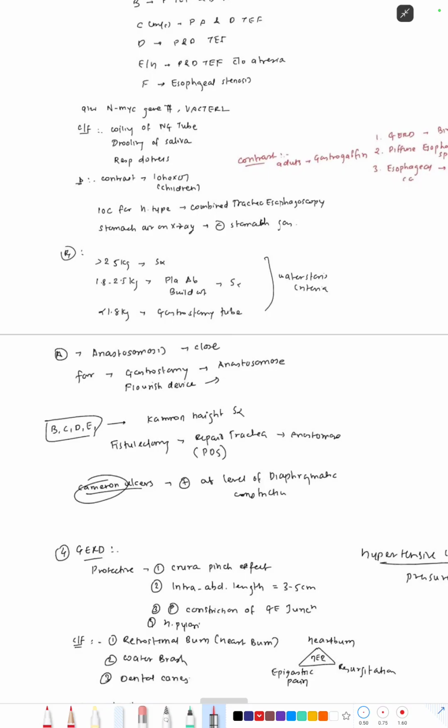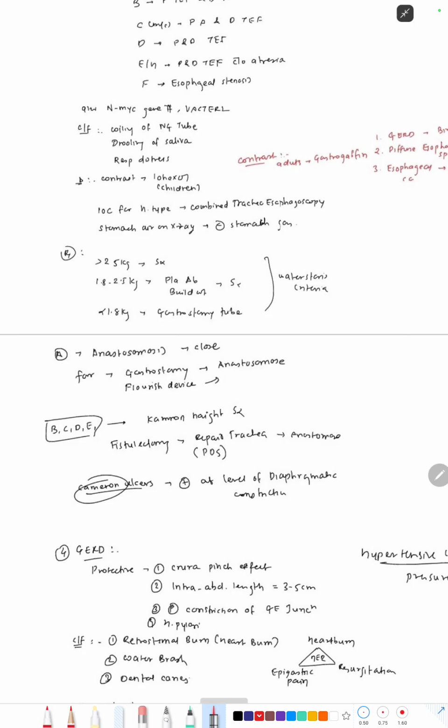If there is an atresia on both sides, then you have to anastomose it. If they are close to each other, a simple anastomosis can be done. If the two ends are far away from each other, then we use a Foker device, which is a magnetic device, as well as a gastrostomy or feeding tube is made so that the two ends grow towards each other, and then finally we go for anastomosis.